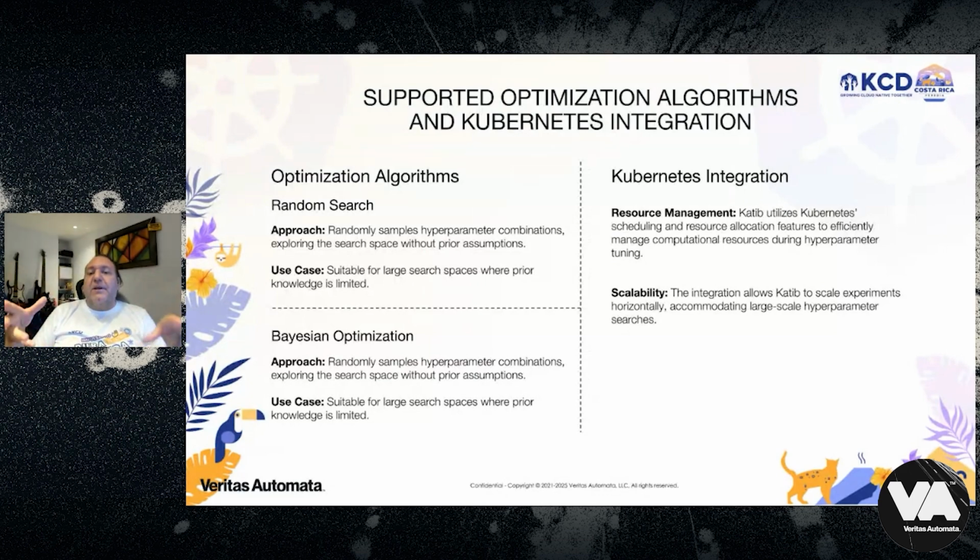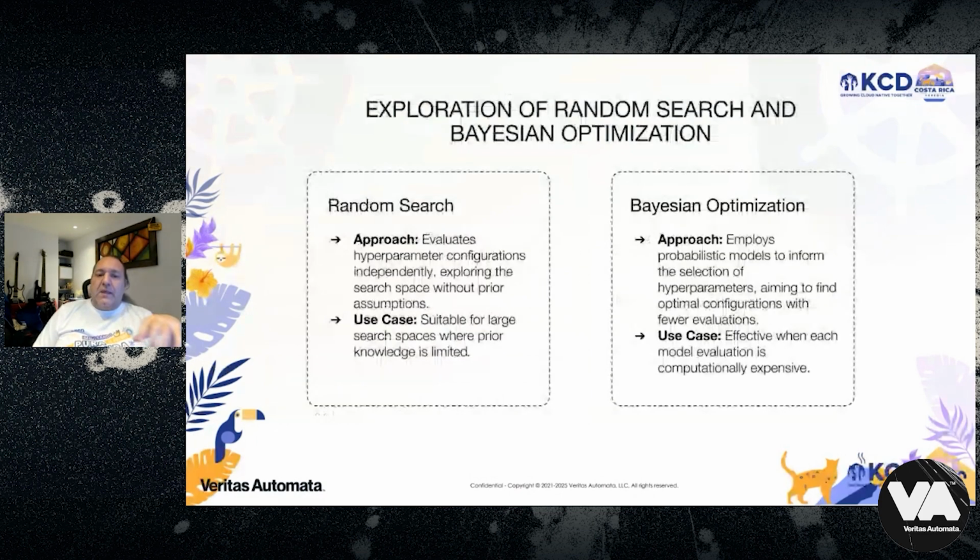And the Kubernetes integration for this. The fact that Katib is utilizing Kubernetes to schedule and do resource allocation to effectively manage the CPU, the memory, the resources that you are using for this process is foundational. And so is the scalability, again. You will be able to use more resources just by scaling up the resources that Katib is using.